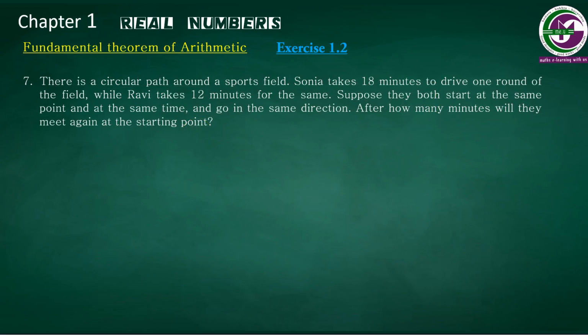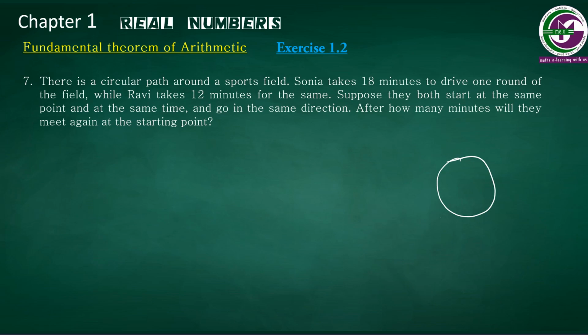The last question of this exercise, the seventh question. There is a circular path around a sports field. Sonia takes 18 minutes to drive one round of the field, while Ravi takes 12 minutes for the same. Suppose they both start at the same point and at the same time and go in the same direction. After how many minutes will they meet again at the starting point?